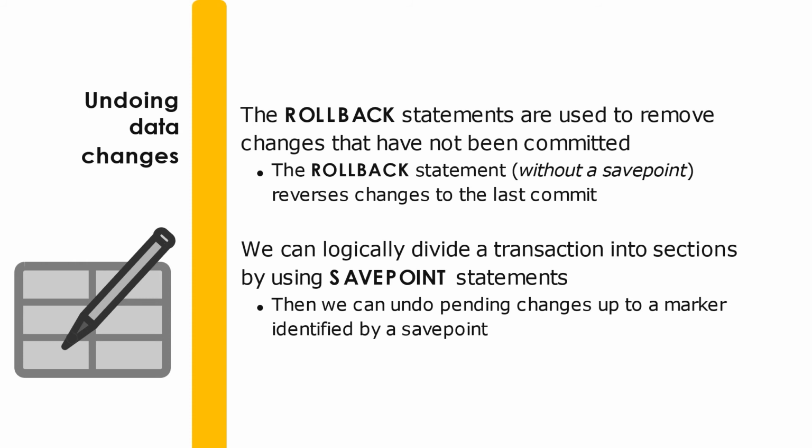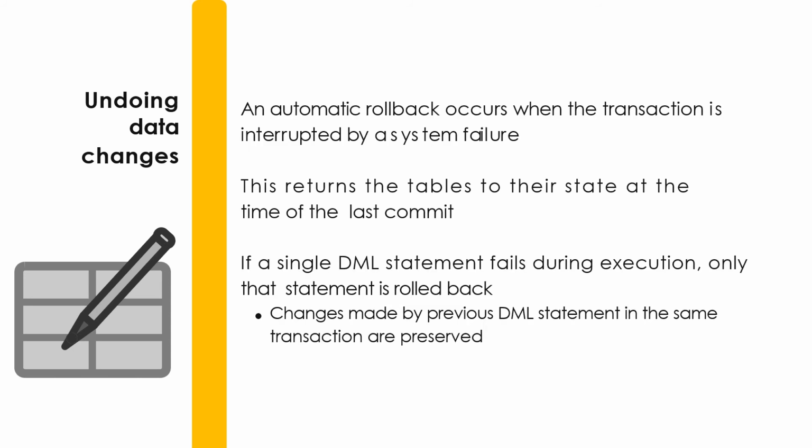To remove changes that have not been committed yet, we use the rollback statements. The rollback statement without a save point reverses changes to the last commit. We can logically divide a transaction into sections by using save point statements. Then we can undo pending changes up to a marker identified by a save point. An automatic rollback occurs when a transaction is interrupted by a system failure. This returns the tables to their state at the time of the last commit.